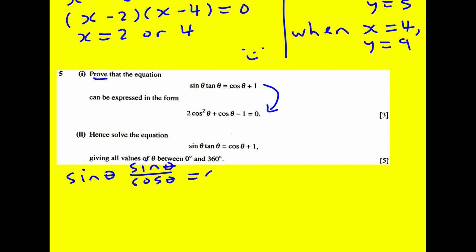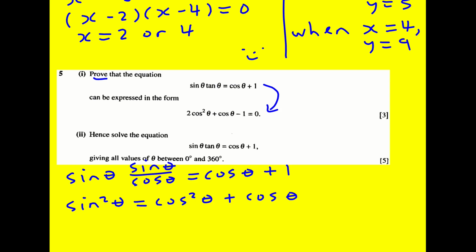And that's going to equal cos theta plus 1. There's no fractions in the answer, so a good shout is to multiply through by cos theta. And this becomes sine squared theta, because the cos theta just goes, equals cos squared theta plus cos theta. I've multiplied through by cos theta. This is looking good now.